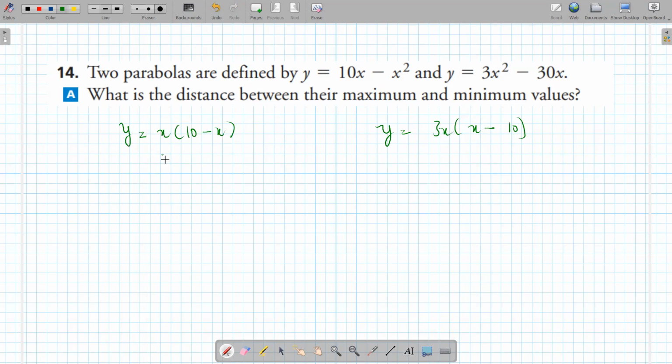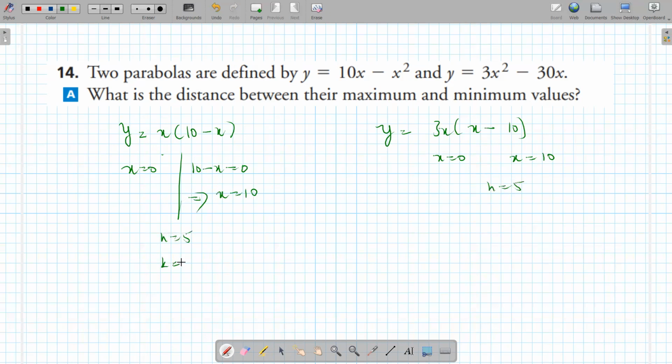To find the x-intercepts, set them up individually equal to 0. The first one, you set this equal to 0, well, x is just 0. Next, you set 10 minus x equal to 0. What would x be here if 10 minus x is 0? X is plus 10. Same thing here. You're going to get x equal to 0 and x equal to 10, which means the h value is 5.